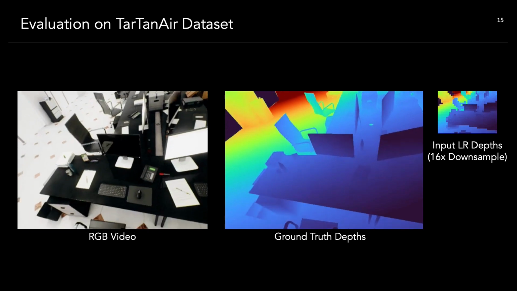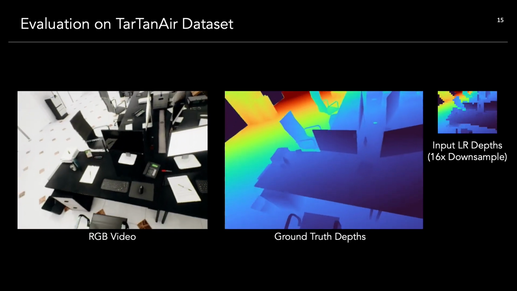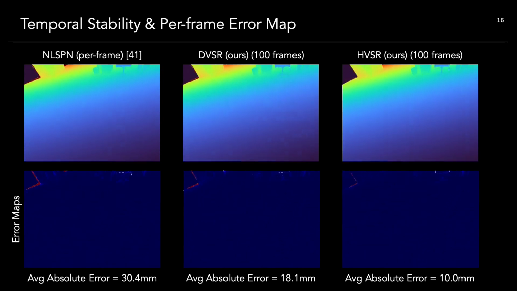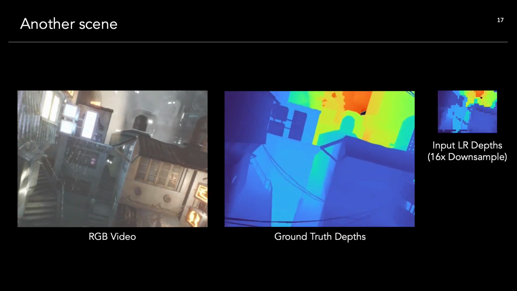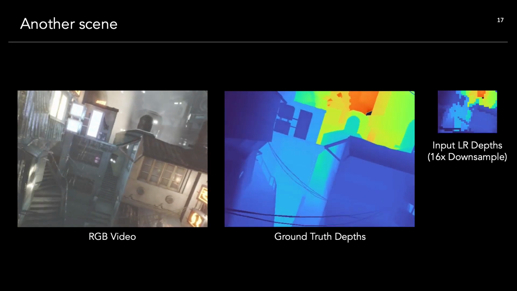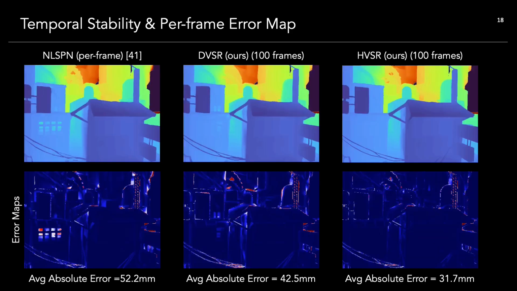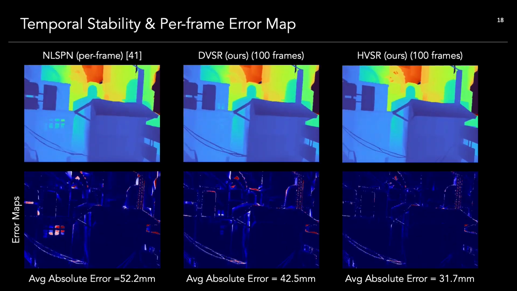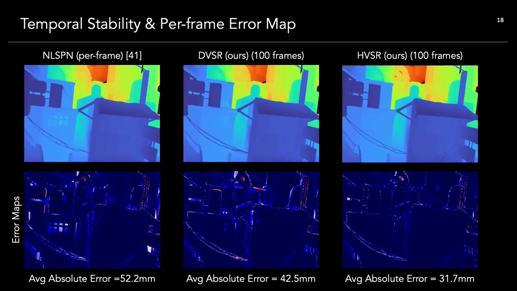We train and evaluate the proposed network on the TartanAir RGBD video dataset. The proposed algorithms achieve high temporal stability and also improve depth prediction accuracy significantly. Here's another scene from the TartanAir dataset. It is more challenging, with more complicated lighting effects in the RGB video. While the per-frame processing network is confused by the textures in the RGB videos, the proposed models remain robust.